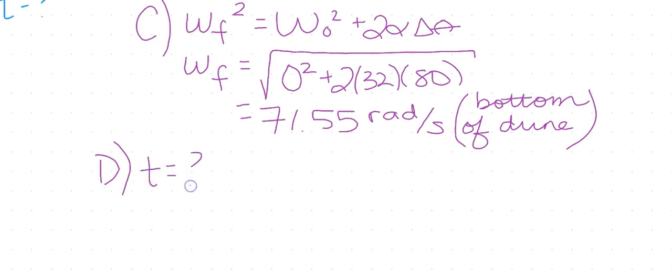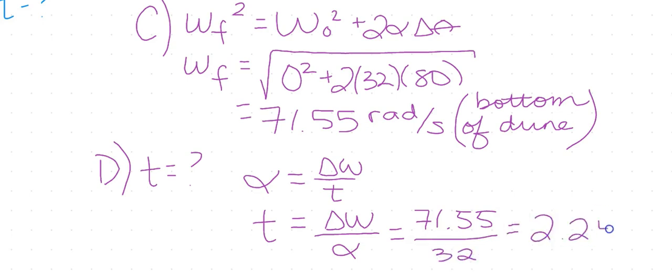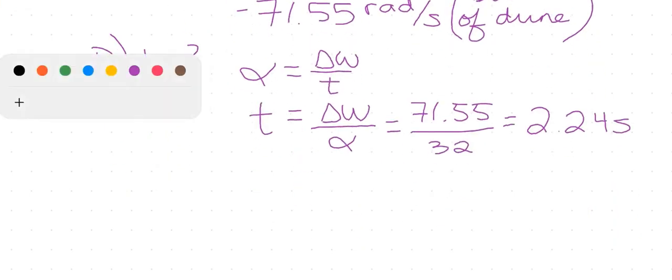And the last part, how long does it take until the ball reaches the bottom of the dune? So the equation you use for this to find time is based on angular acceleration. So angular acceleration is equal to change in angular speed divided by time. Change in angular speed is omega final minus omega initial, and then you have your acceleration. So since omega initial was 0, you can do final, which is 71.55 minus 0, divided by acceleration, which is 32, to arrive at 2.24 seconds.